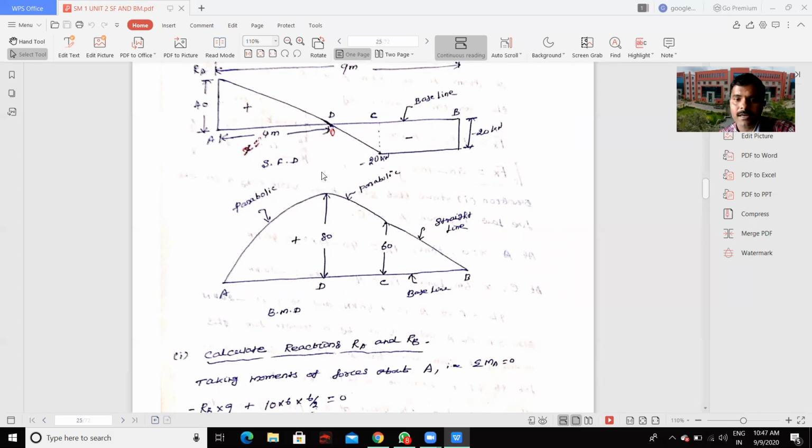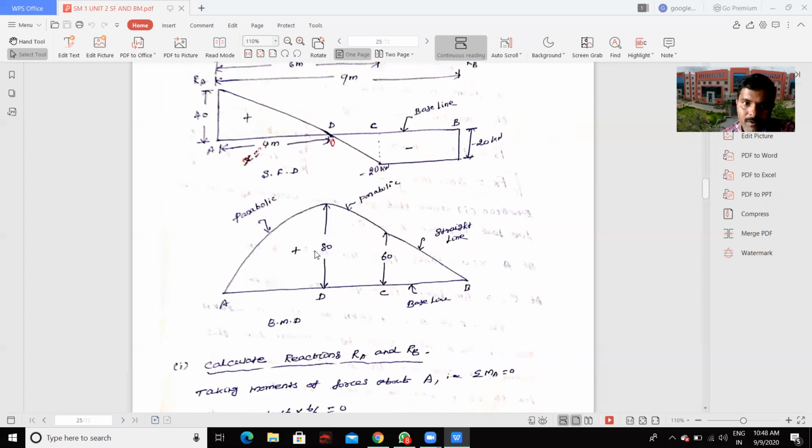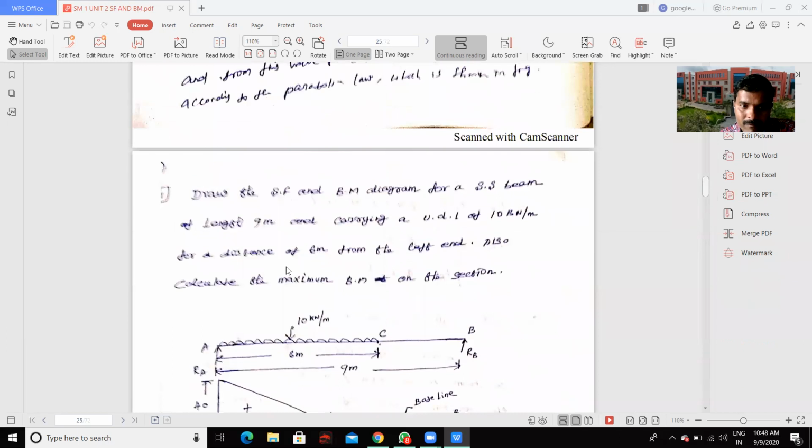So here at point D, you can see they are asking for the maximum bending moment value. So where will you get the maximum bending moment? Where the shear force changes its sign from positive to negative. That means where the shear force value is 0, at that point you will get the maximum bending moment. So at x equal to 4 meter, you will get the maximum bending moment, that is nothing but 80 kilonewton meter. So in this problem they are asking to calculate the maximum bending moment on the section.